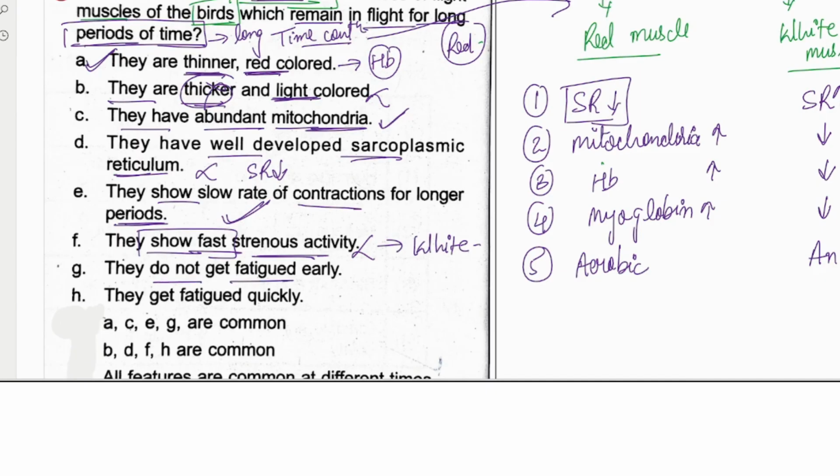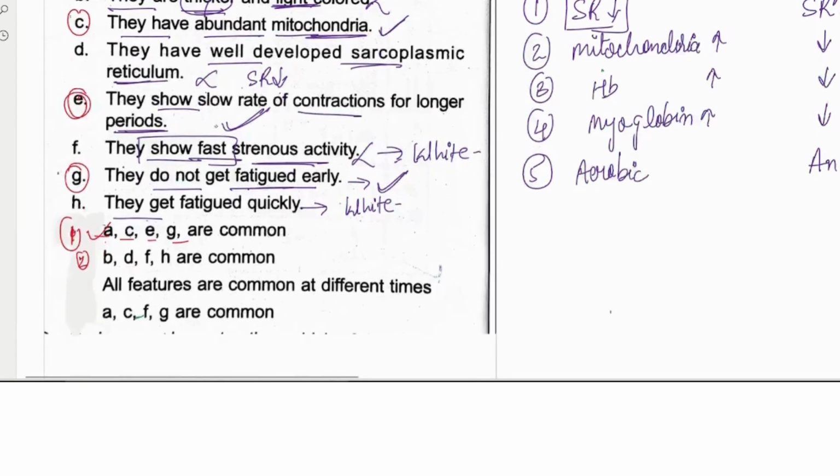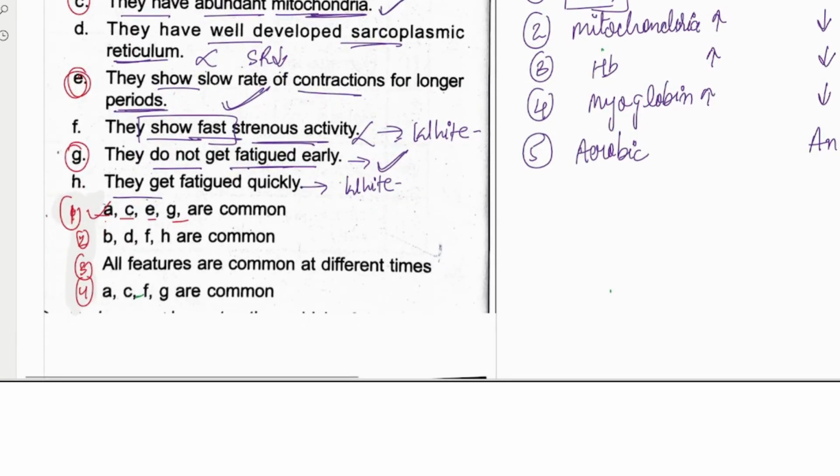They do not get fatigued early because they are twitching for a long time, that is why they are not getting fatigued early. Getting fatigued quickly is the property of the white muscle fiber. So what do we have to choose? We have to choose the correct ones, which are relatable to the red muscle fiber. So A should be there, and C should be there, and D should not be there. E should be there, okay, and G should be there. A, C, E, G, given in the first option. So we should go with the first option only.